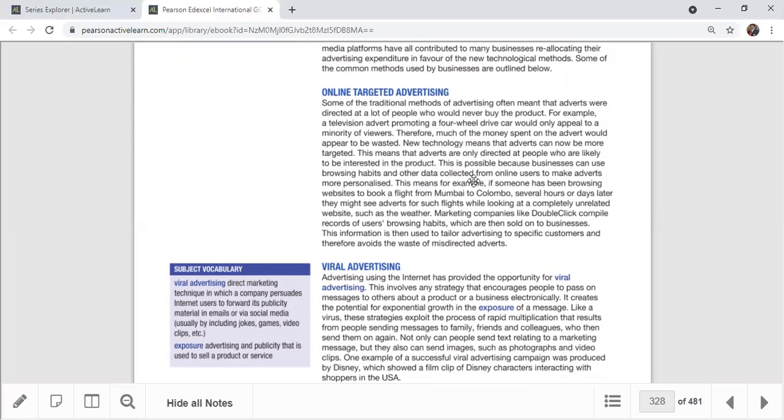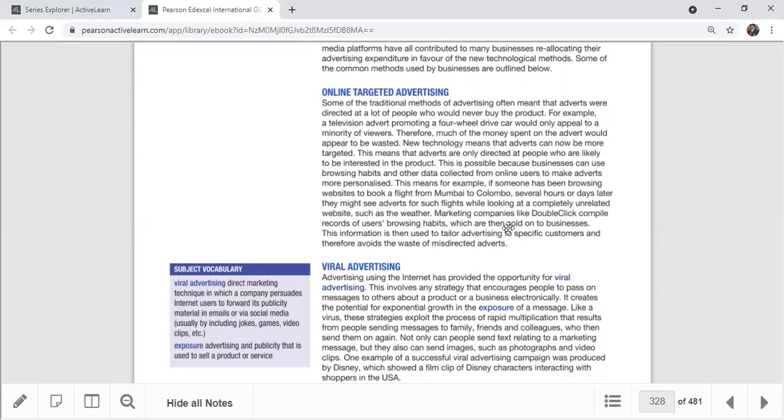It's possible because businesses can use browsing habits, like history and everything, search engine optimization, and the data collected online, to make the advertisement more personalized. This means, for example, if someone has been browsing websites to book a flight from Mumbai to Colombo, several hours or days later they might see an advert suggesting flights while looking at a completely unrelated website.